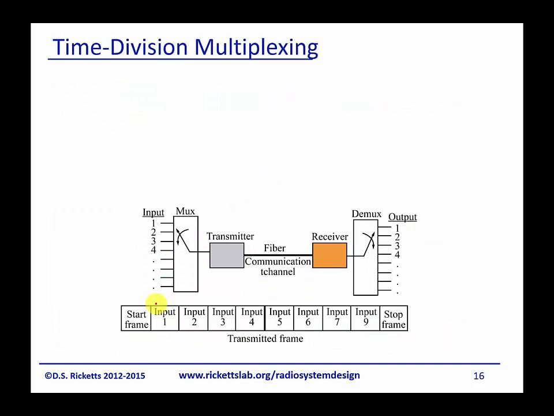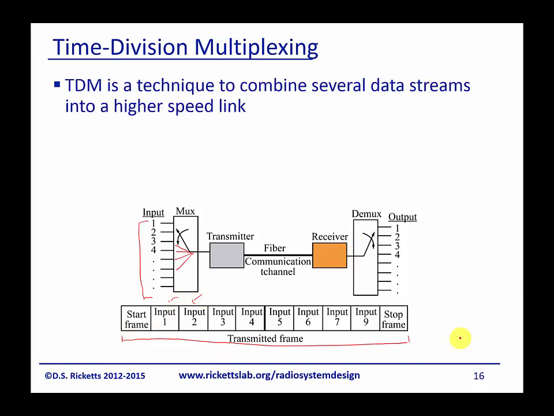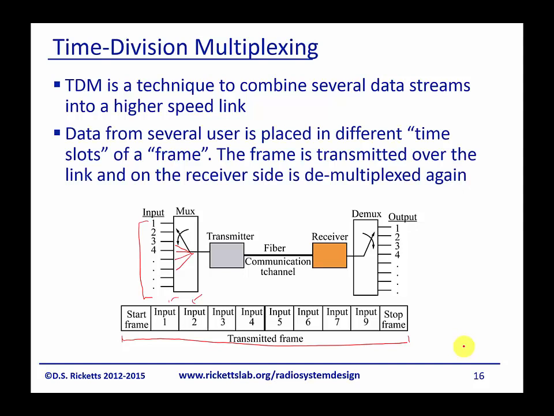And you can see here on the diagram that you basically have a number of inputs. And in time division multiplexing, we're just going to take a switch and connect it at different times to each one. And then we're going to have, in the time, interleaved each of the inputs. And then the receiver would just do the opposite. So TDM is a technique to combine several data streams. And as I mentioned, it's placed in different time slots.